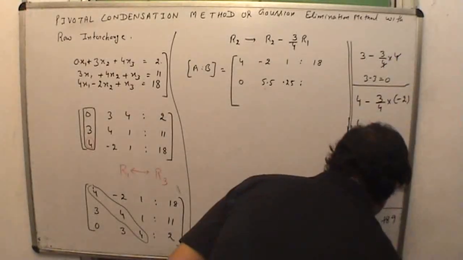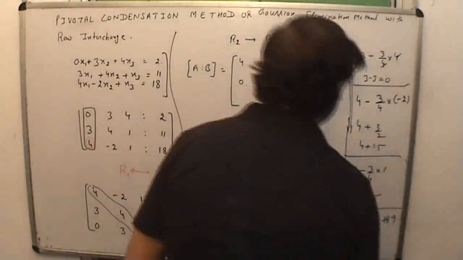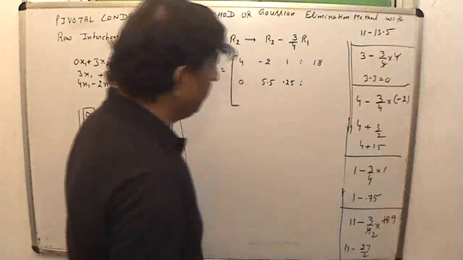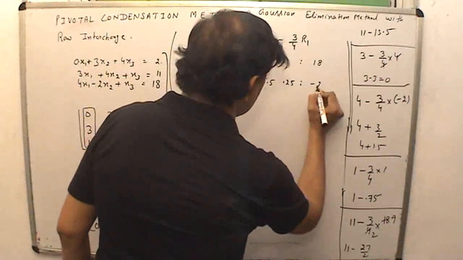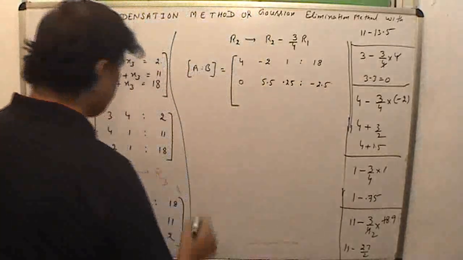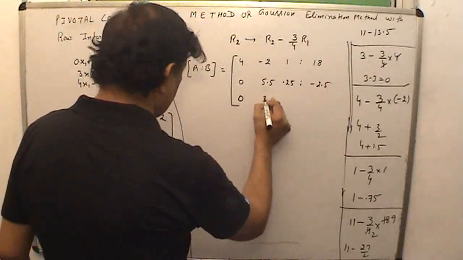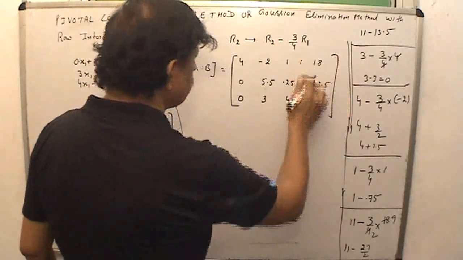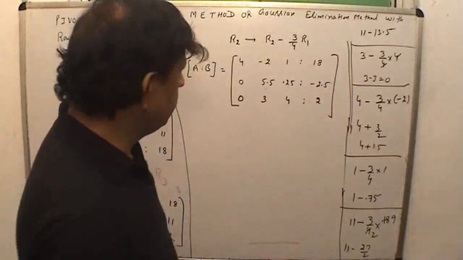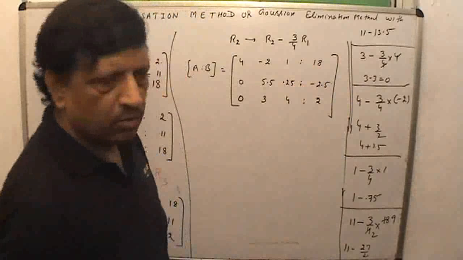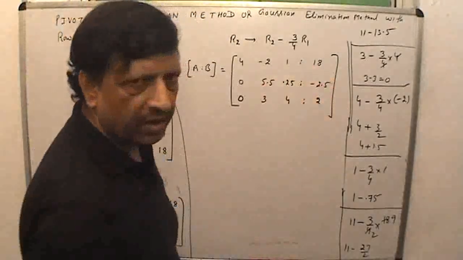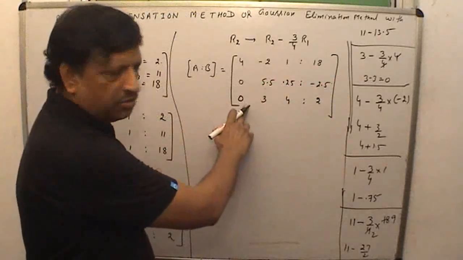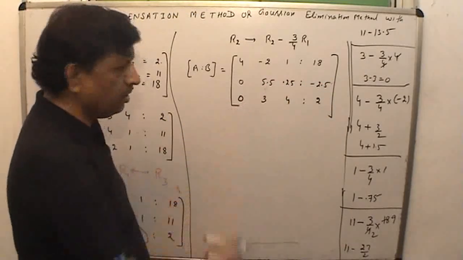Then we can do 11 minus 27 divided by 2, that is 11 minus 13.5, which is minus 2.5. And the third row is 0, 3, 4 and 2. These two dots do not represent a ratio. It's only the sign to separate the main matrix from the right hand side. In this case, it is already 0, so we need not change it into 0.